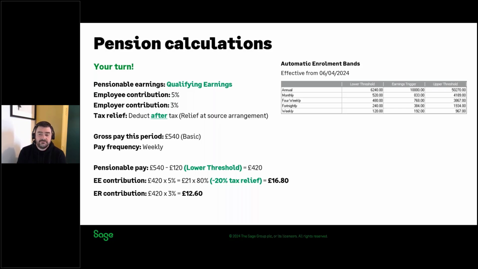Employee contribution, 5% of 420 is £21. However, remember, it's being deducted after tax. So that is reduced by a further 20% to take account for the tax relief. So £21 times 80% is £16.80. That's what we're taking from the employee after tax. And then the employer contribution is your pensionable pay times 3%, which is £12.60. So as I say, great work there. I think pretty much all of you have got that right.